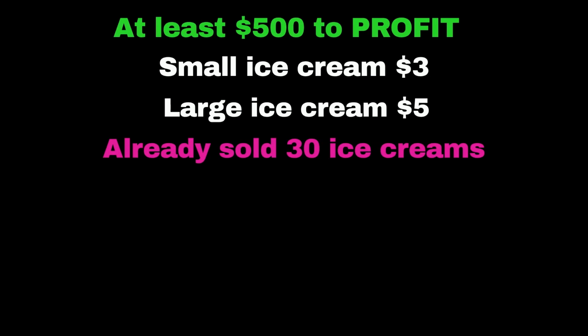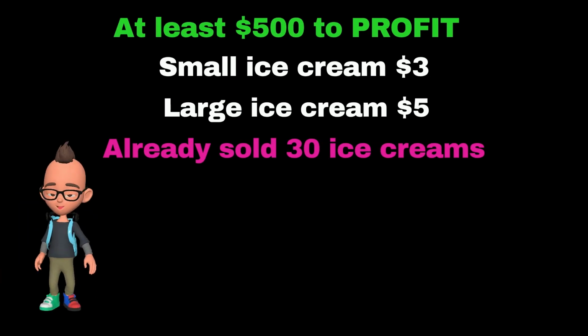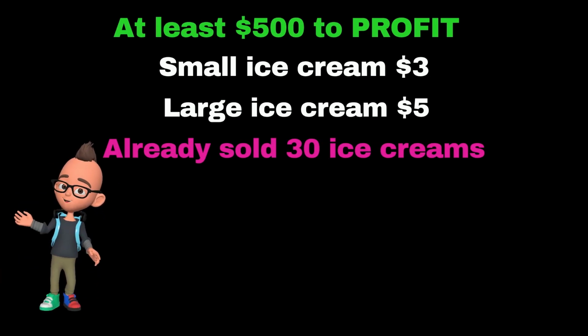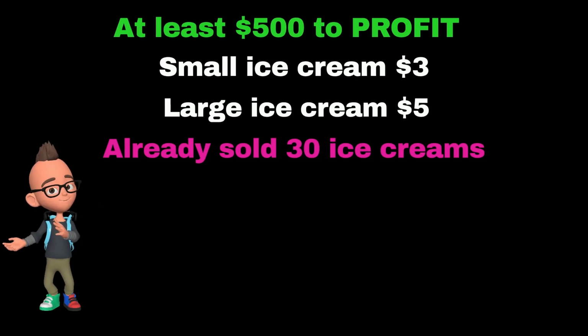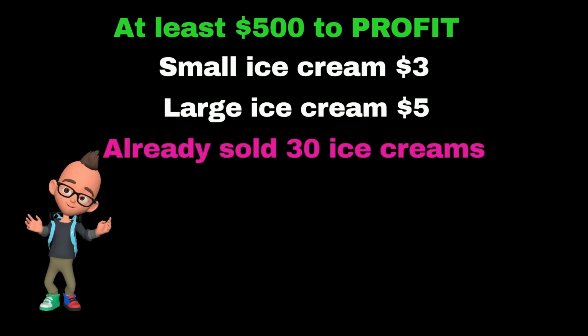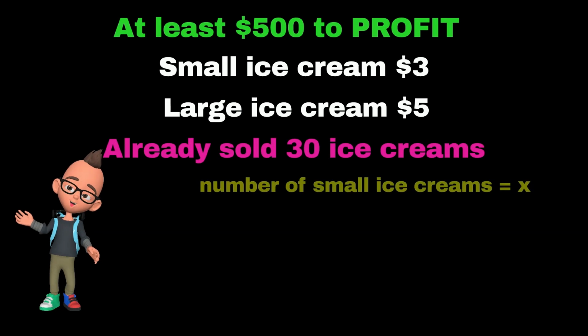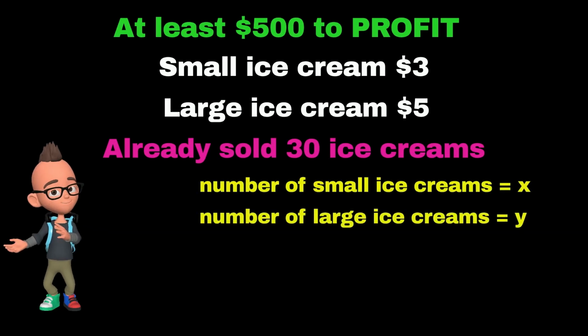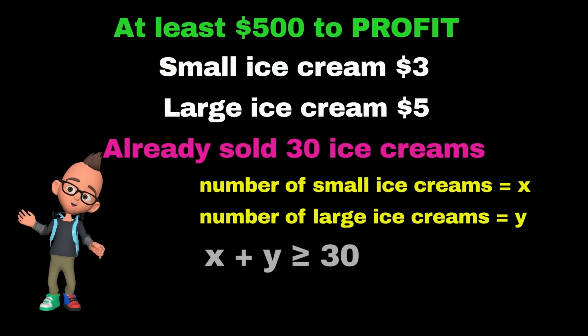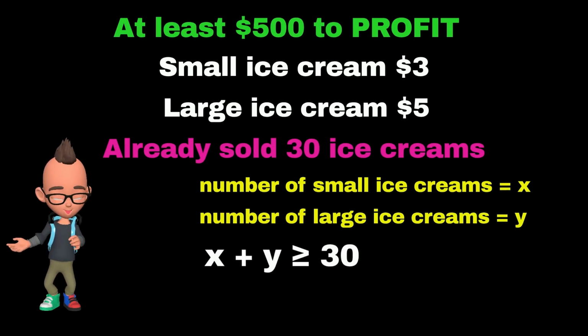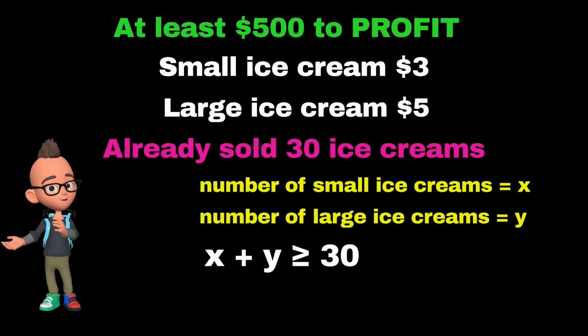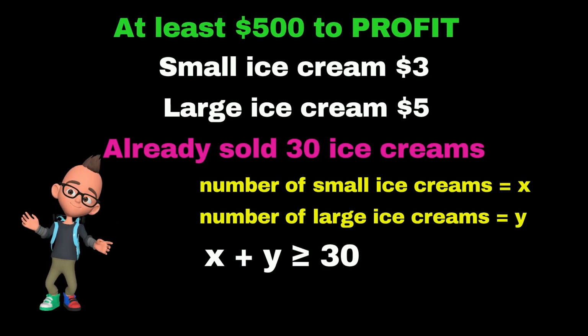What is the first step, Rex? I can see the key points of information here, so then I will identify the unknown variables x and y. I will make the number of small ice creams sold be x, and the number of large ice creams sold be y. My first inequality will be x plus y is greater than or equal to 30, because he has already sold 30 ice creams and may sell more before the day is over.